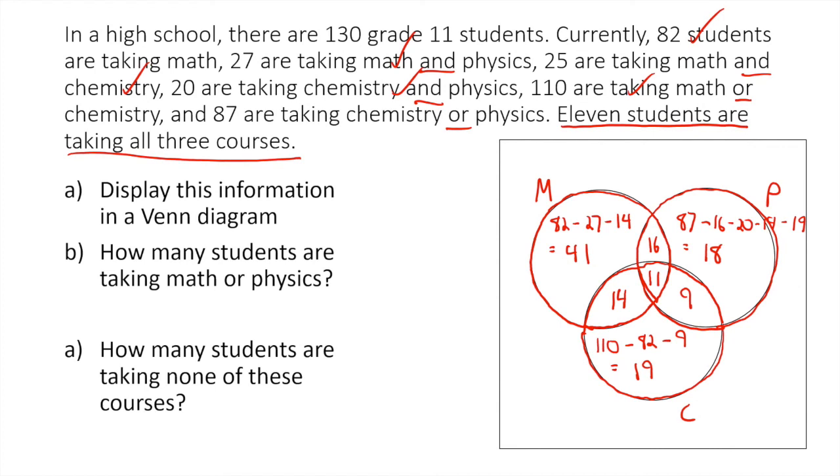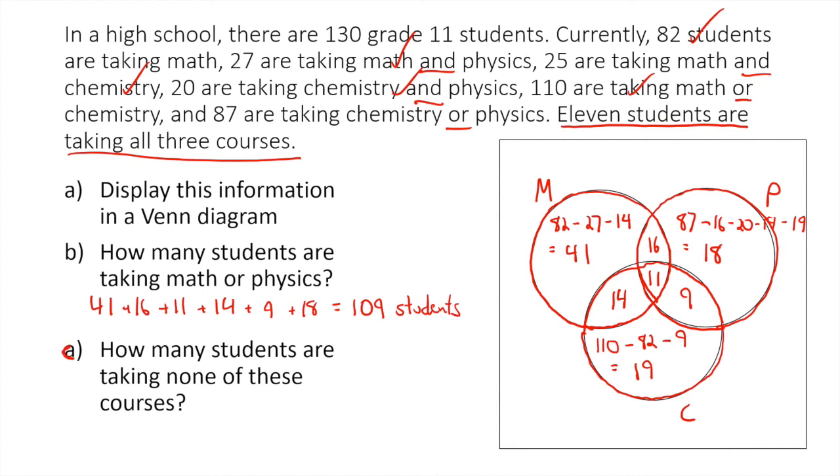So we can answer B now, which is how many students are taking math or physics. To find this out, we just have to add up all the values that are inside the 2 circles for math and physics. So we have 41 plus 16 plus 11 plus 14 plus 9 plus 18. And what we end up with are 109 students. So again, the nice part about setting up your Venn diagram early is it allows you to solve all of these questions after the fact.